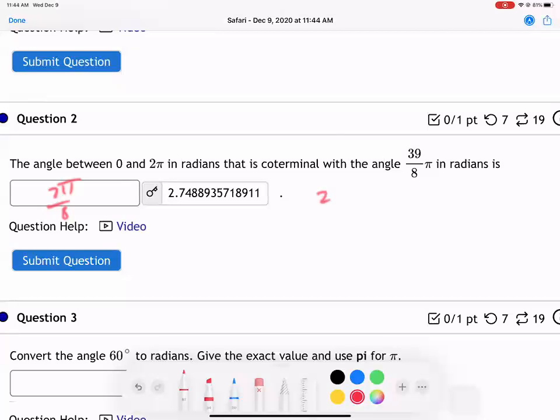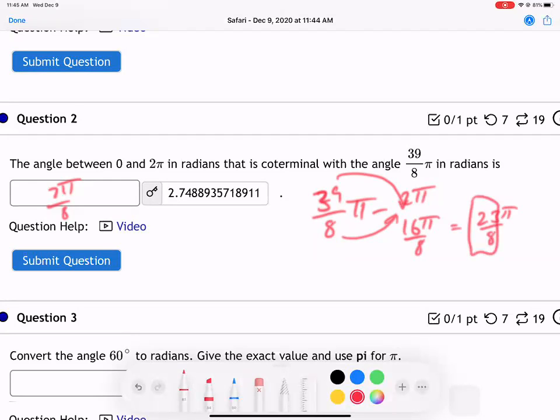Another way of doing this is just subtracting 2 pi. You say 39 over 8 pi minus 2 pi. Now, to change 2 pi to have a common denominator, that's really 16 pi over 8. So if you subtract 16, we end up with 23 pi over 8. And then we subtract 16. Hey, that's still too big. We're going to subtract 16 again, minus 16 pi over 8. And then we end up with 7 pi over 8. And that's in my first 2 pi circle. That's another way of doing it.